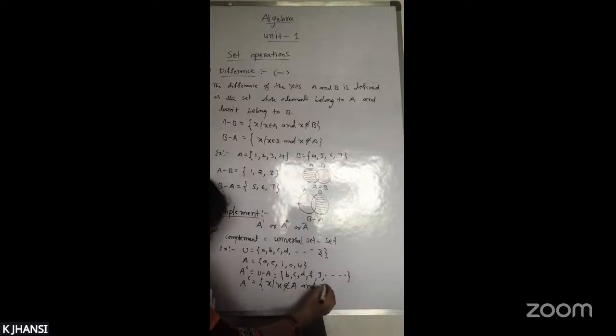So the complement representation: A complement is equal to the set of x such that x does not belong to A and x belongs to U. This is the representation of the complement of a set.